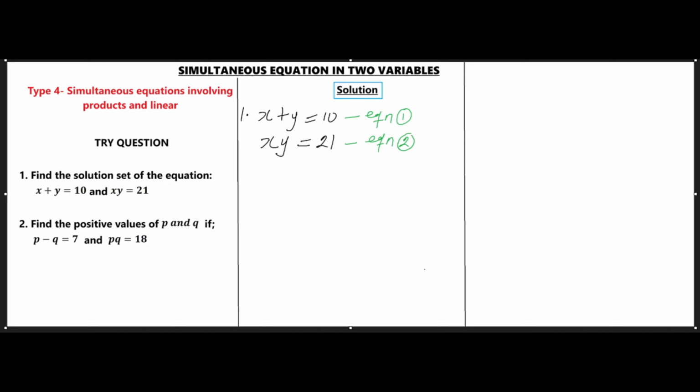When it comes to linear and the product type, it is advisable to go by substitution method. So what is the first step? The first step is that you need to make one of the variables the subject in the linear equation. We are looking at this one. You can choose to make x the subject or y the subject. So I'm making y the subject in equation 1.